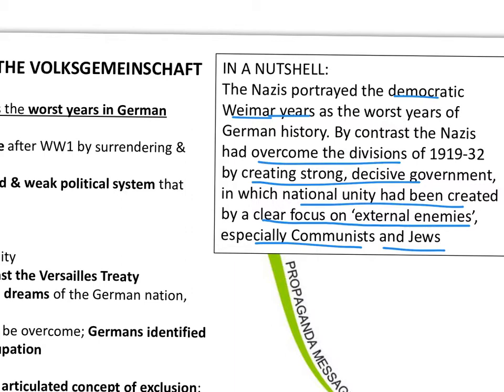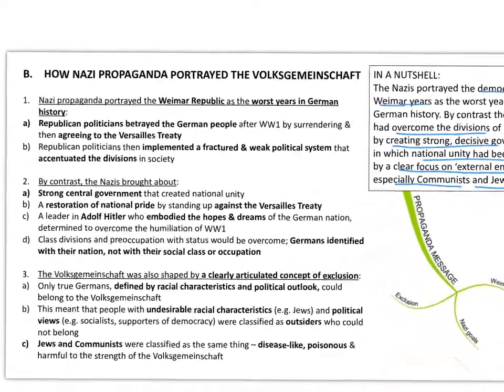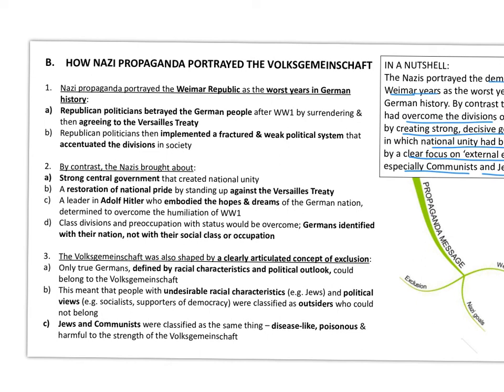So let's just pull in and have a look at the information. So Nazi propaganda portrayed the Weimar Republic as the worst years in German history. Republican politicians, starting with Ebert and so on, betrayed the German people by signing the Versailles Treaty, by the surrender of November, and then the Versailles Treaty in June the next year. And then Republican politicians created a fractured and weak political system.